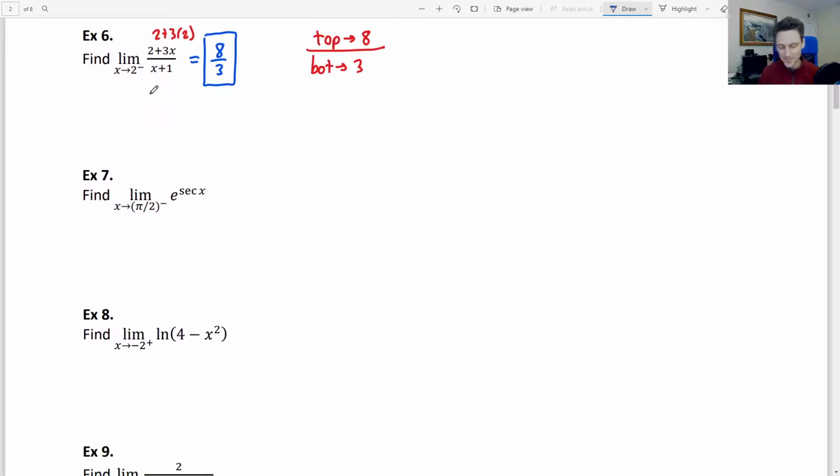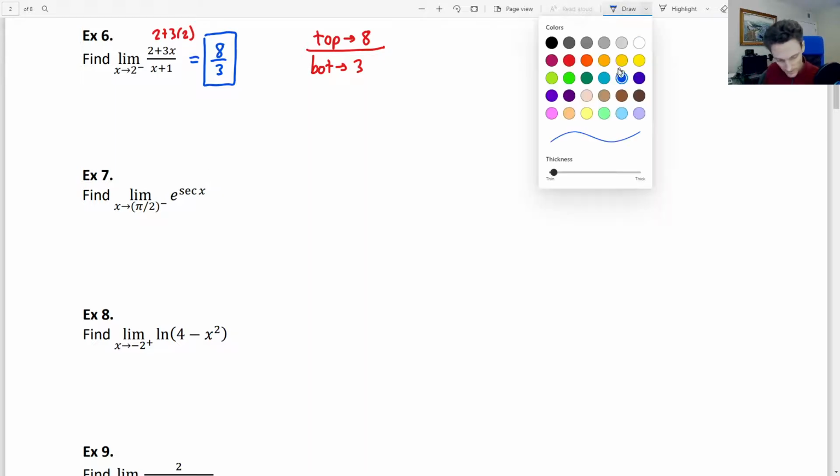No offense, example 6. All right, let's look at example 7. Here we have the limit as x approaches pi/2 from the left. This looks like funny notation, but the parentheses are there just so that you know the negative superscript is above this whole pi/2. So it's x approaching pi/2 from the left of e to the secant x. E to the secant x.